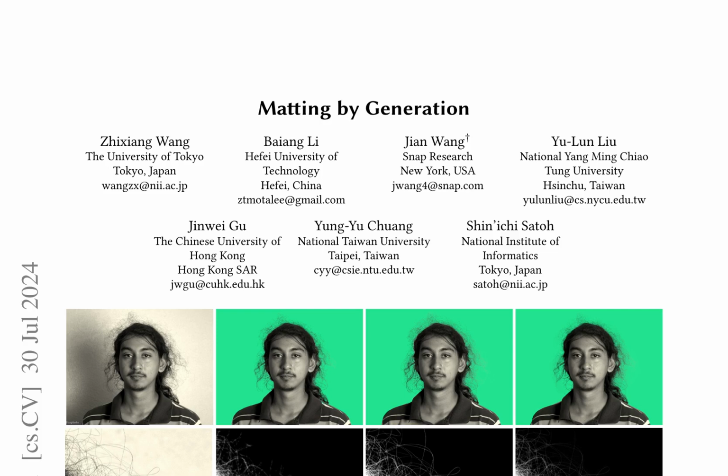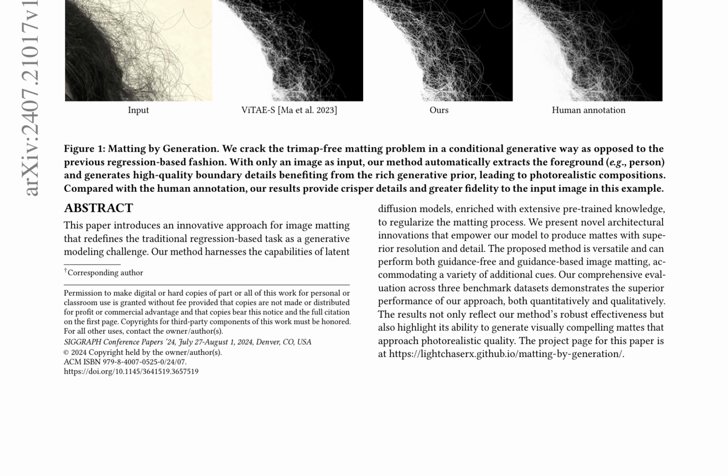Matting by generation is a novel approach that redefines the traditional regression-based image matting task as a generative modeling challenge. This method harnesses the capabilities of latent diffusion models, enriched with extensive pre-trained knowledge, to regularize the matting process. The proposed method presents architectural innovations that empower the model to produce mattes with superior resolution and detail. It can perform both guidance-free and guidance-based image matting, accommodating a variety of additional cues.